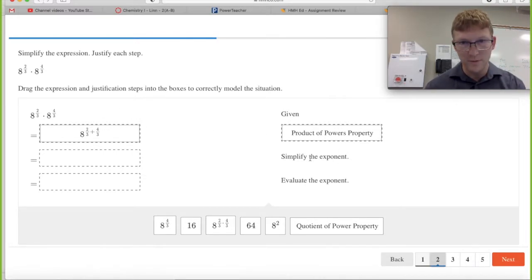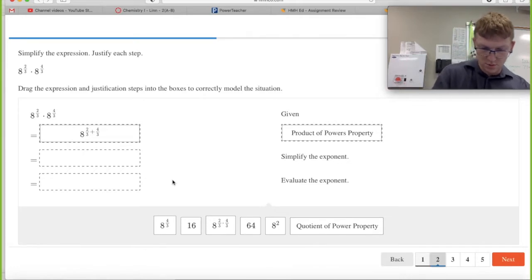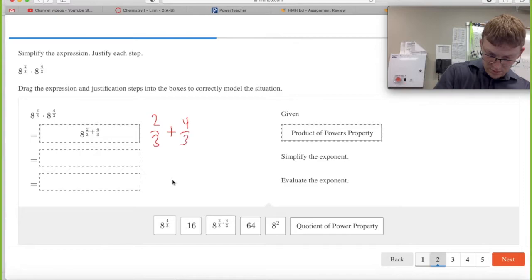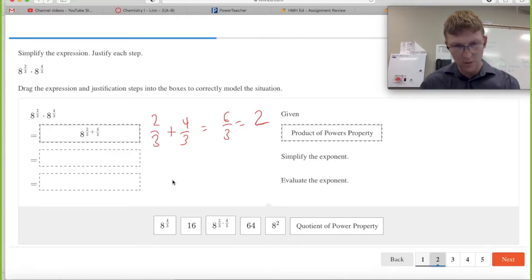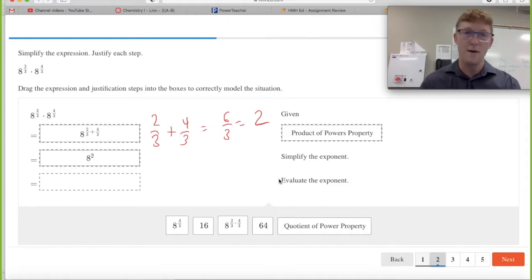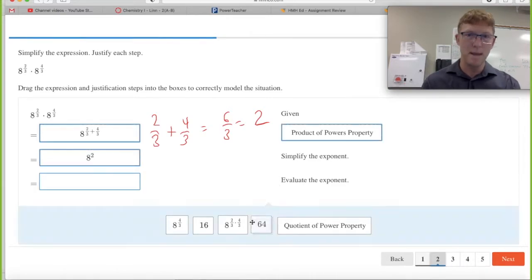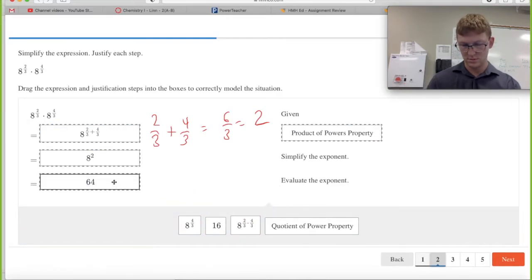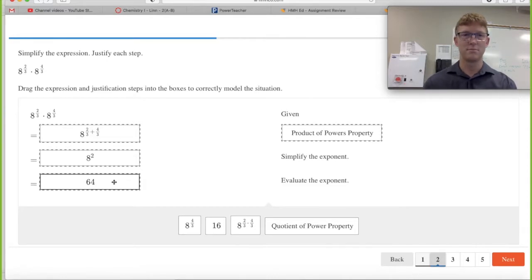So then we simplify the exponent. 2/3 plus 4/3 equals 6/3, which also equals 2. So then we have 8 squared. Evaluate the exponent, bam, and we're done. Good job.